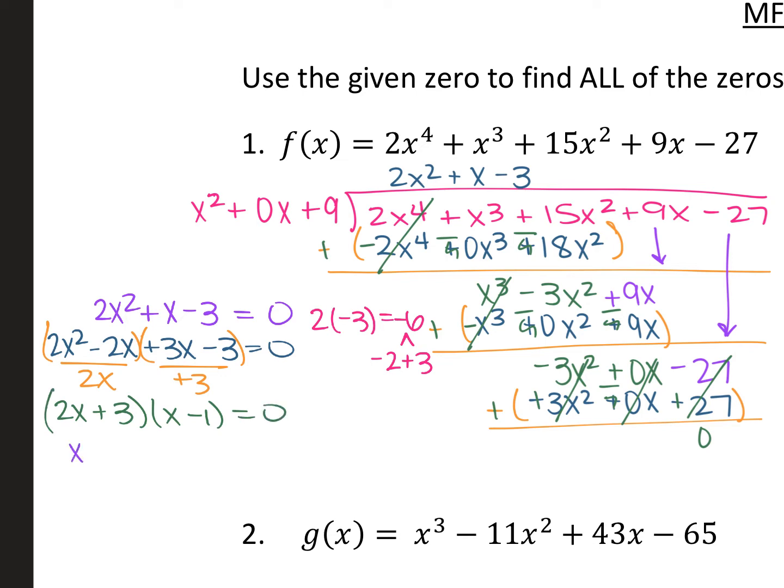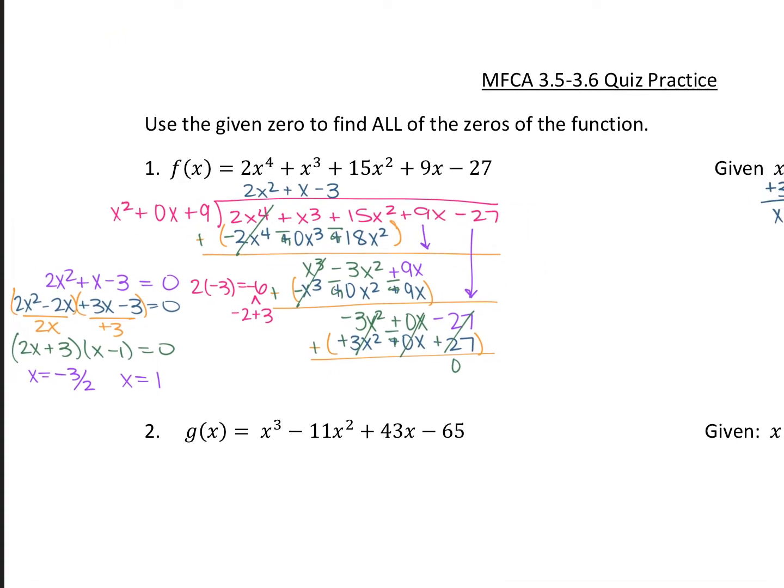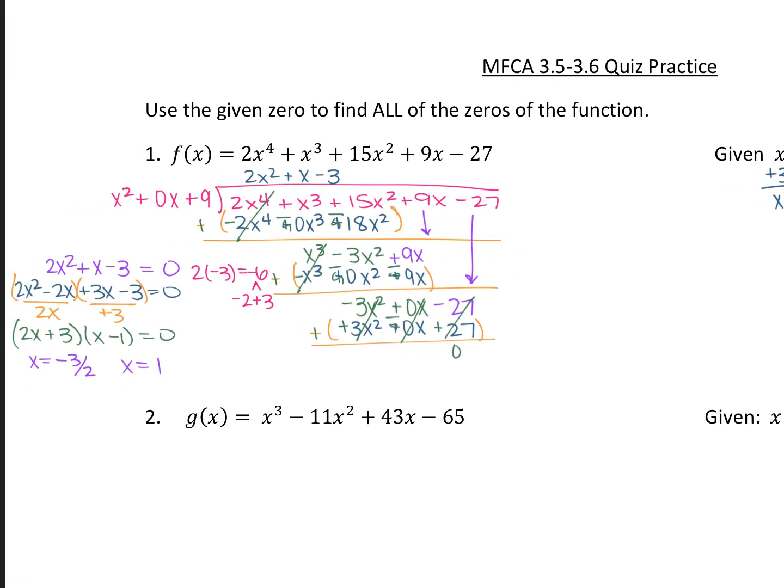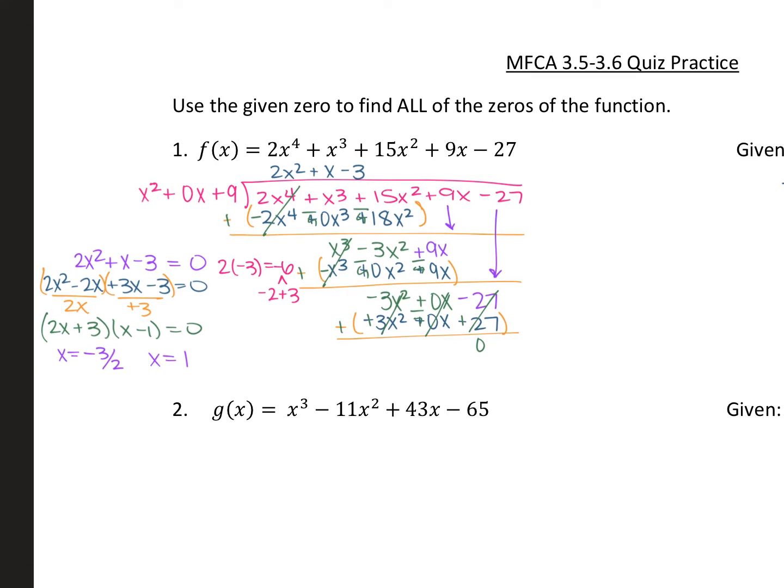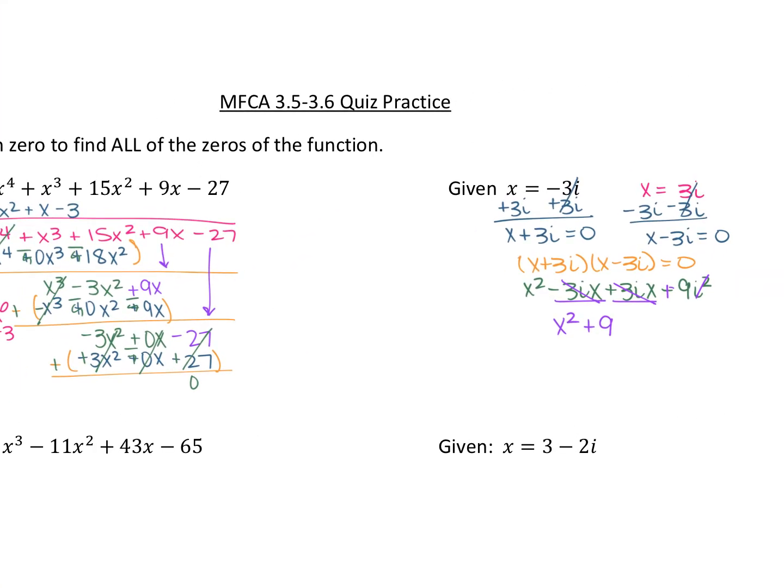If you set both of these equal to 0 and solve, you get that x is equal to negative 3 halves and x is equal to positive 1. So look at all of your solutions. Remember, you took the conjugate from the very beginning. You have x is equal to negative 3 halves, x is equal to 1, x is equal to negative 3i, and x is equal to positive 3i. So all 4 of those are solutions.